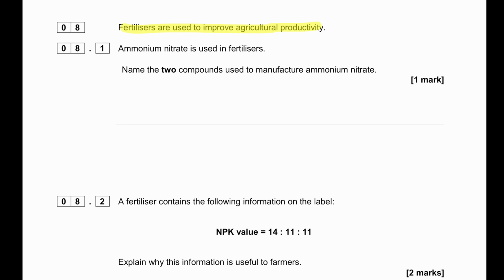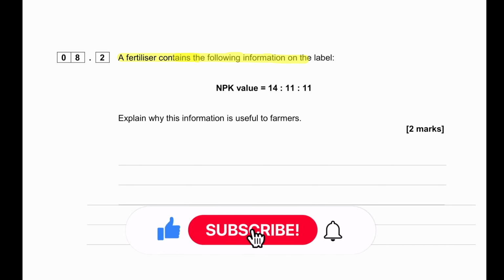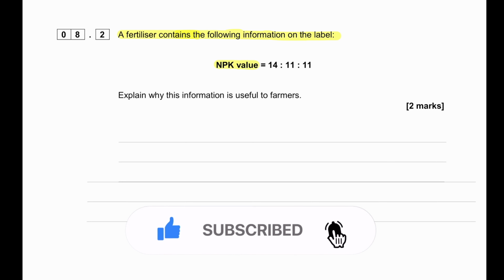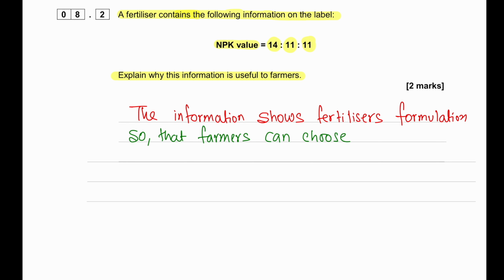Fertilizers are used to improve agricultural productivity. Ammonium nitrate is used in fertilizers. Name the compounds used to manufacture ammonium nitrate. So ammonium nitrate can be manufactured using ammonia and nitric acid. A fertilizer contains the following information on the label: NPK value 14:11:11. Explain why the information is useful to farmers. The formulation shows what the fertilizer contains, so the farmer can choose a fertilizer with the required properties.